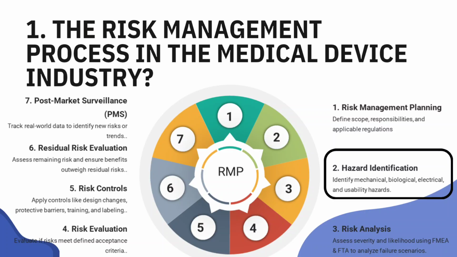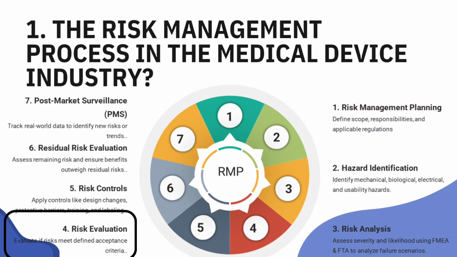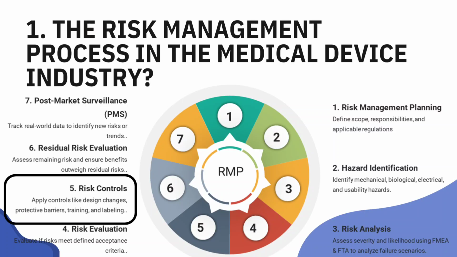Next comes risk analysis. We assess severity and likelihood using tools like FMEA, failure modes and effects analysis, and FTA, fault tree analysis, to break down failure scenarios. Now, just because we find risks doesn't mean they're all showstoppers. We go through risk evaluation to see if they meet our risk acceptance criteria. If a risk is too high, we apply risk controls: design tweaks, protective barriers, training, labeling, anything that reduces the danger.